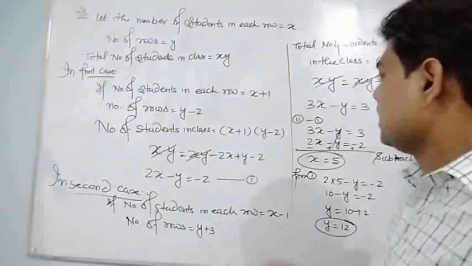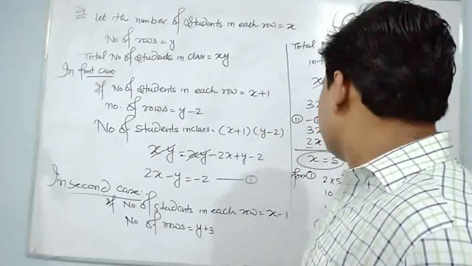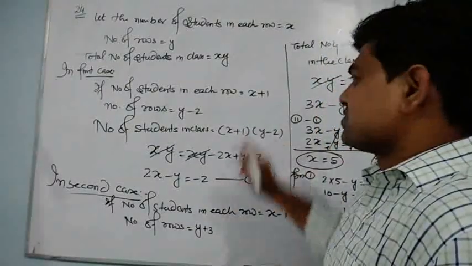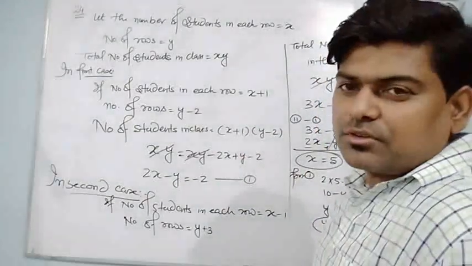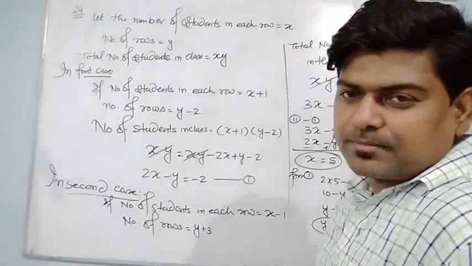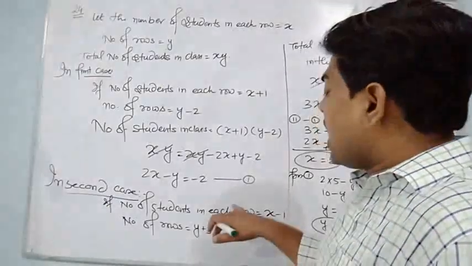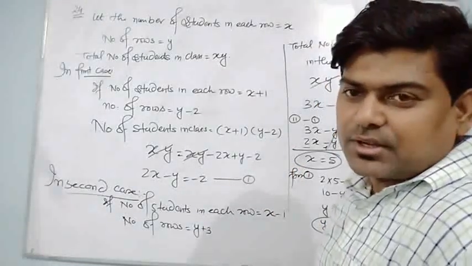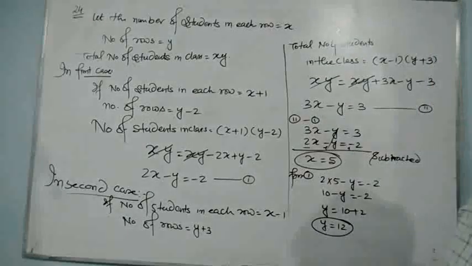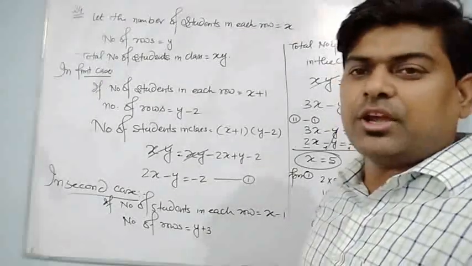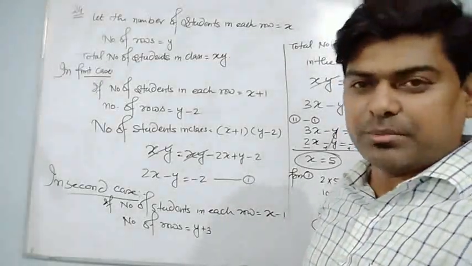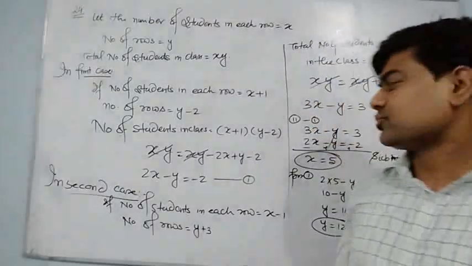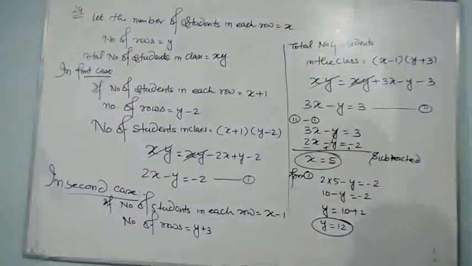Now what will happen? If in each row I take 6 students in place of 5, there will be 10 rows. 10 into 6 will be 60. And if in each row I take 4 students, then previously I was having 12 rows, now we will have 15 rows. 15 into 4 will be 60. So you can take a screenshot of this one also.